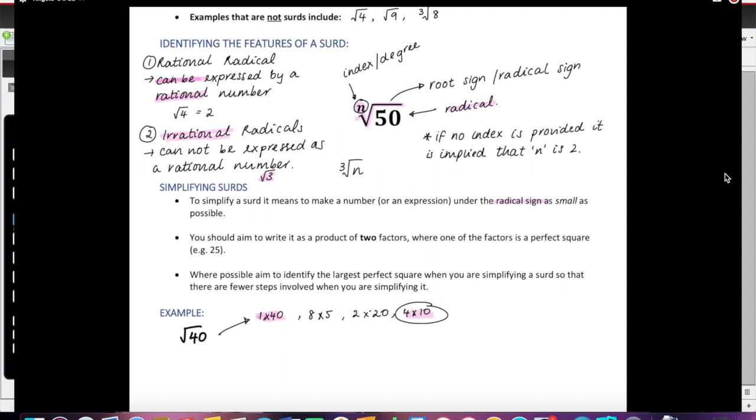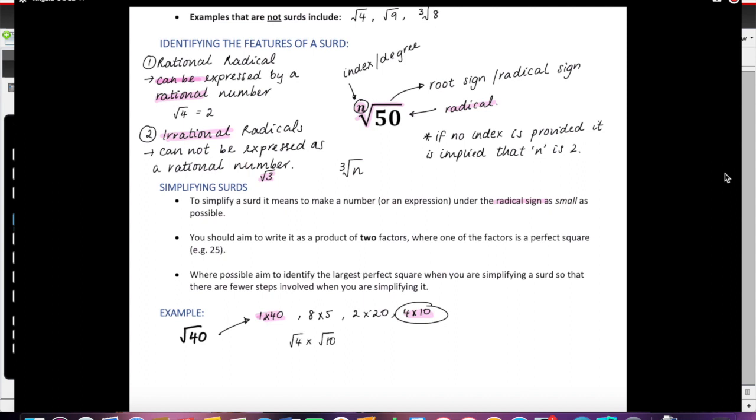Now, regardless of which combination you use, except for 1 times 40, you will actually arrive at the same answer. The only difference is it will take you a few more steps to do that. So if we use 4 times 10, I'm going to rewrite the square root of 40 as the square root of 4 times the square root of 10.